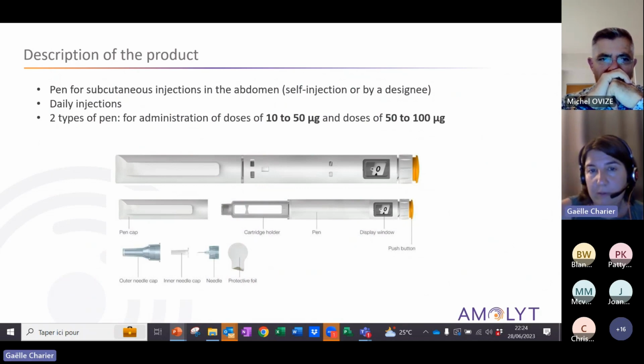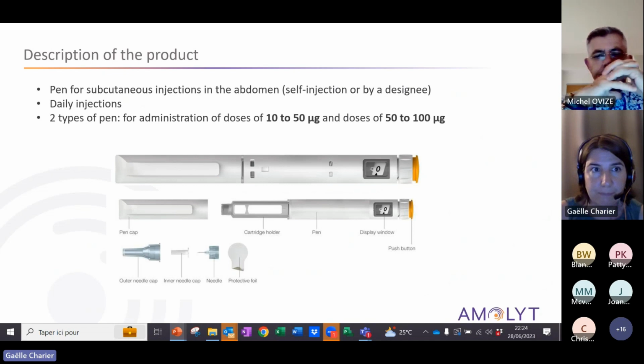It's a pretty easy pen. You just dial the dose on this window here and inject, and the needle is extremely tiny, so it's painless.